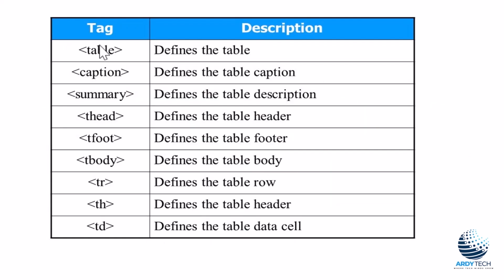So now let us look at this table. The table tag here defines the table. The caption here defines the table caption. We also have the summary, which defines the table description. Then we have t-head, which defines the table header. Then we have t-foot, which defines the footer of the table. We have t-body, defines the body of the table. And of course, we have tr for the row, th for the header, and td for the data cells. So this is the description of these subtags.